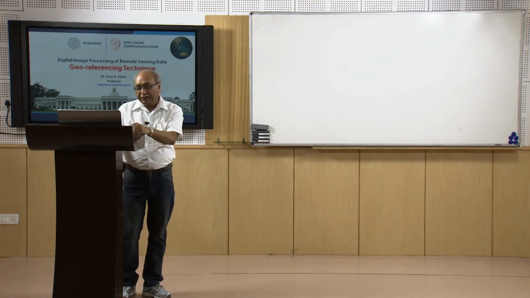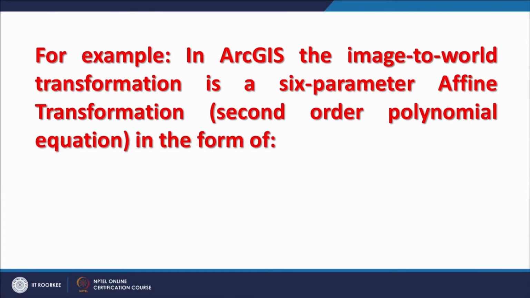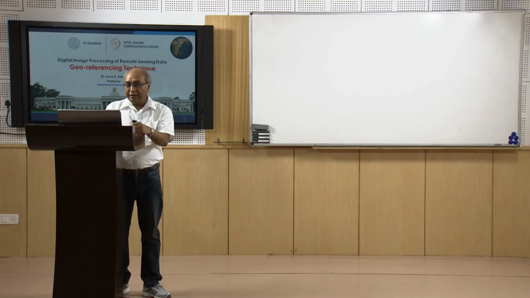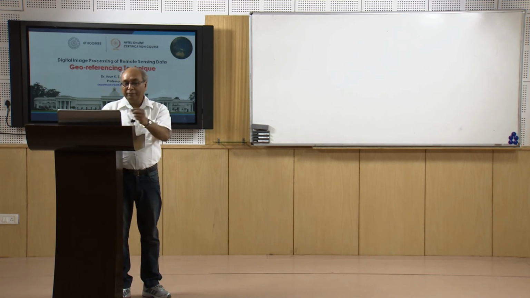Like an example I am taking from a very popular GIS software, maybe the same in ERDAS image processing software, in ArcGIS the image to world transformation is a 6 parameter affine transformation, that is the second order polynomial equation in the form of x1 = ax + by + c and y1 = dx + ey + f. The main aim, as I have been mentioning, is that from the raw image each pixel has to be transformed. Where it will go is decided by these equations.